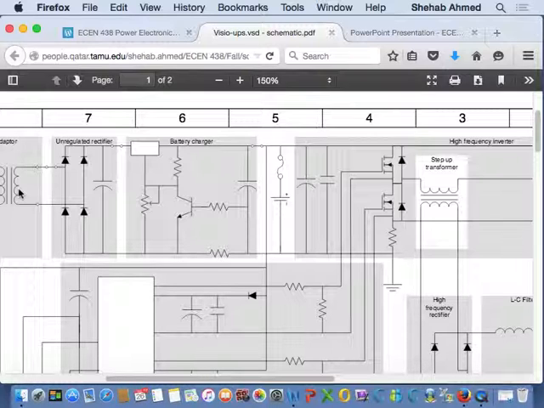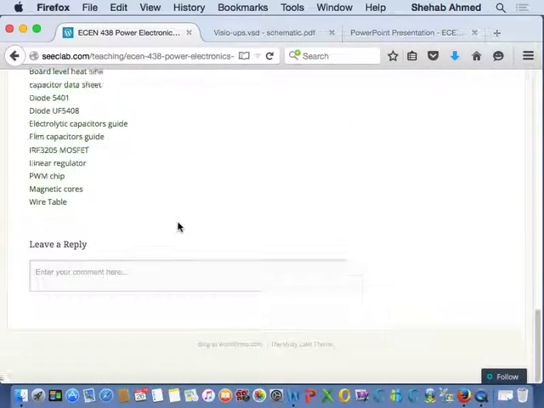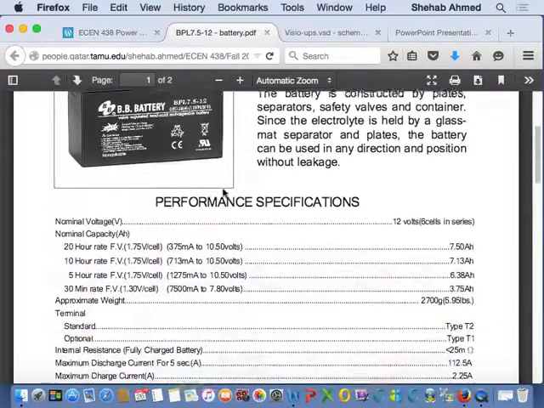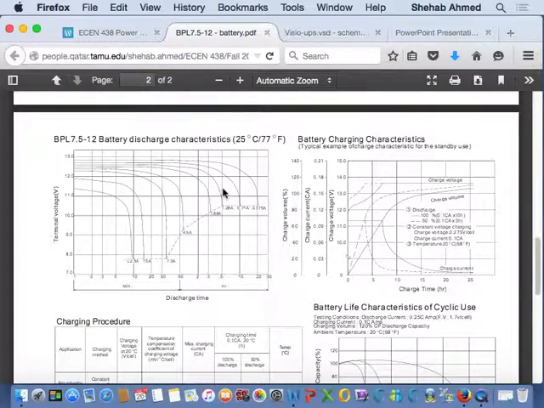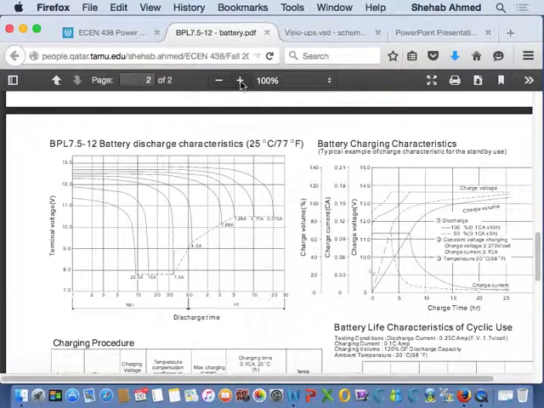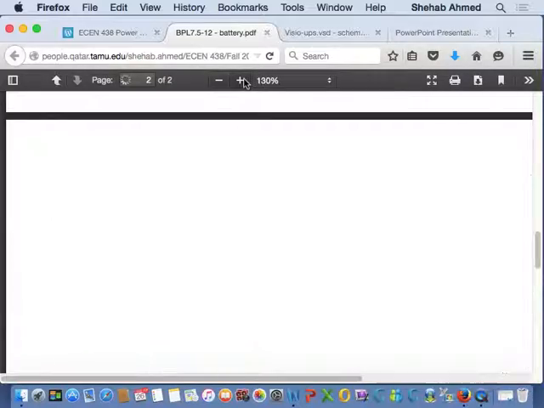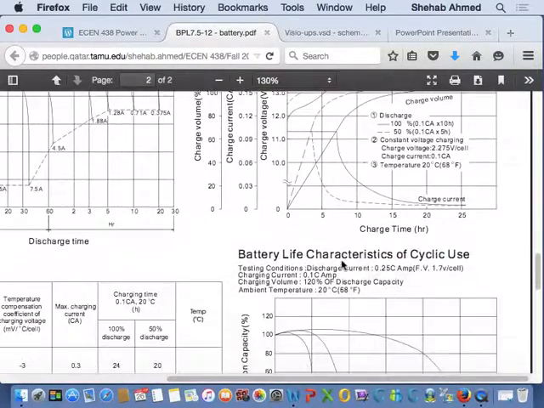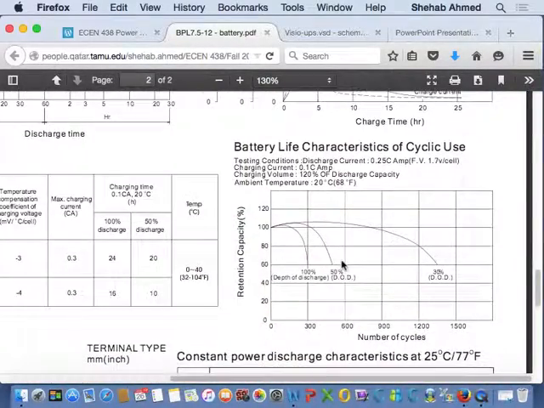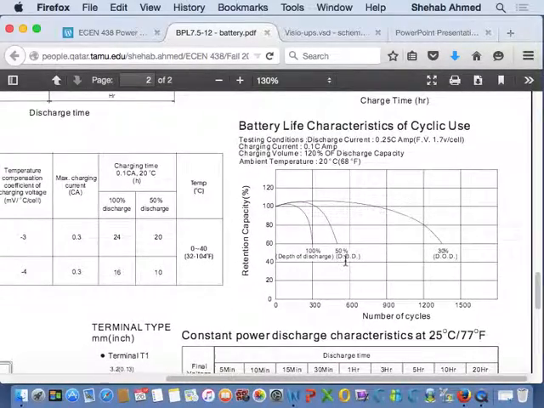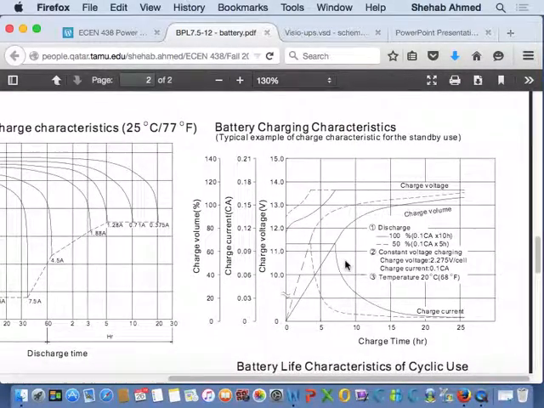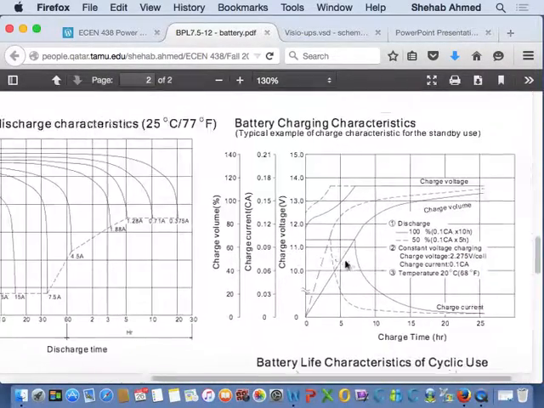And then if you go to the battery data sheet, for example, I think I put a battery data sheet on the class website. For example, this is a battery. We can look at this further, and Mu'in will help you look at some of these as well during the project. There's battery lifetime here, charging. Let's look at discharge characteristics.